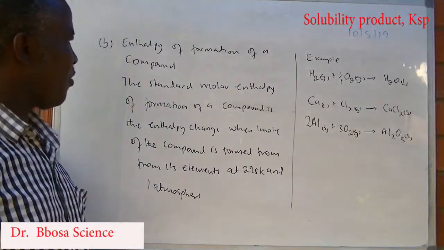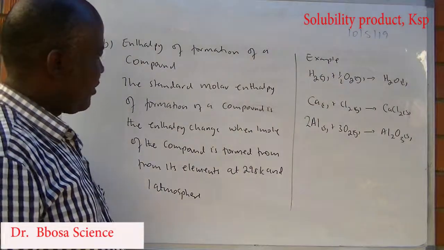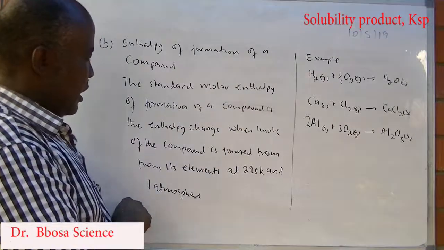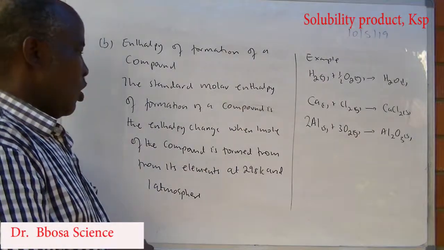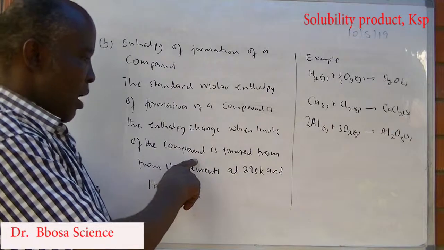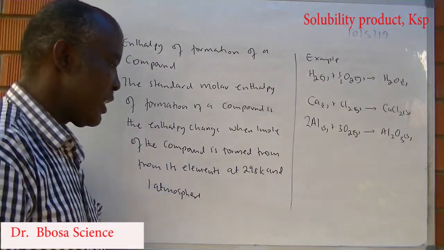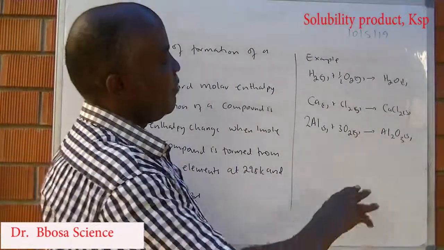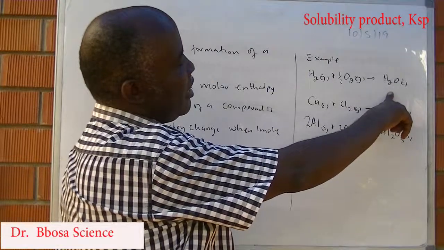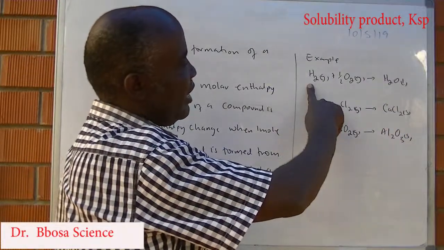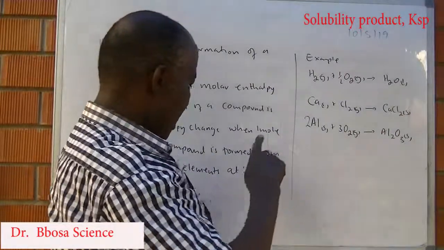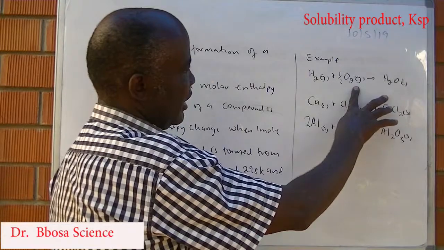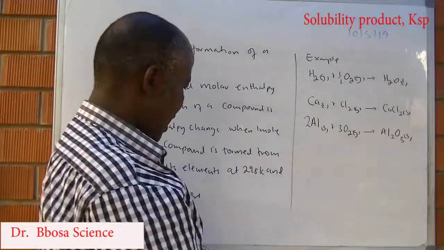B. Enthalpy of formation of a compound. Standard molar enthalpy of formation of a compound is the enthalpy change when 1 mole of the compound is formed from its elements at 298 K and 1 atmosphere. For example, water, 1 mole of water formed from hydrogen and oxygen. At 298 K and 1 atmosphere, water is a liquid, oxygen is a gas, hydrogen is a gas.